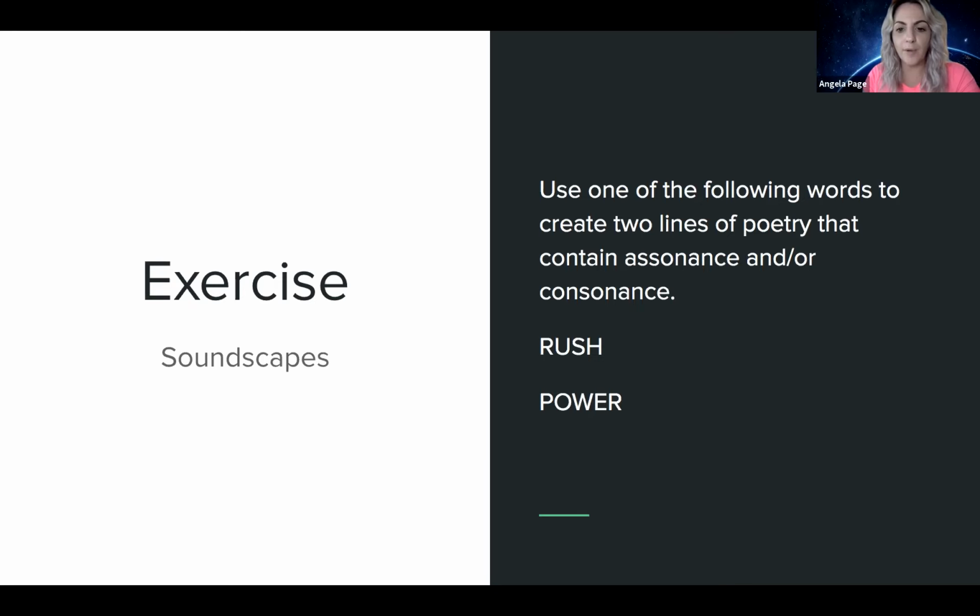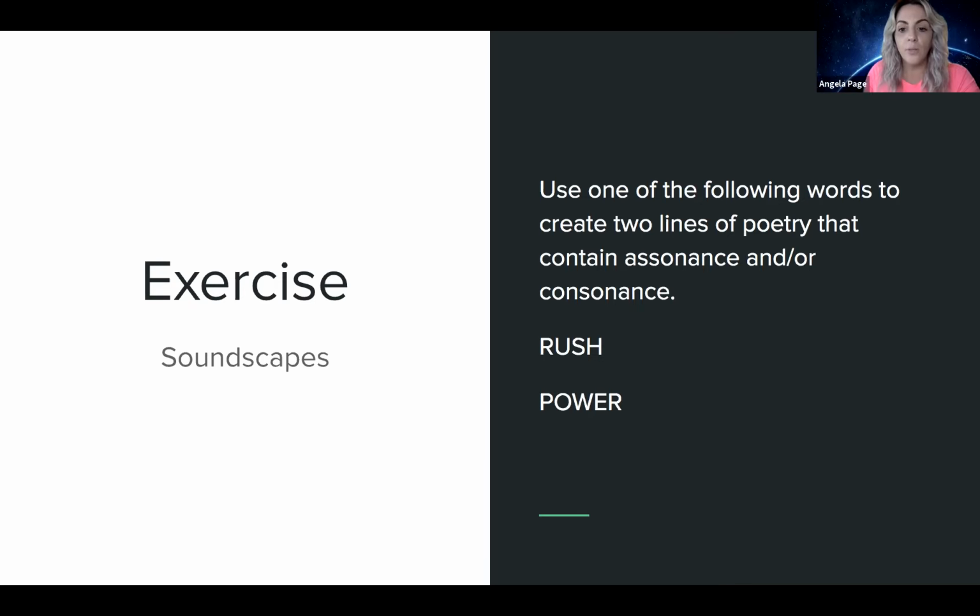We are not going for direct rhymes. So rush and hush, those are direct rhymes. What we really wanna do is take the U or the R or the SH sound from the word and try to associate a little bit of cadence to that, okay?